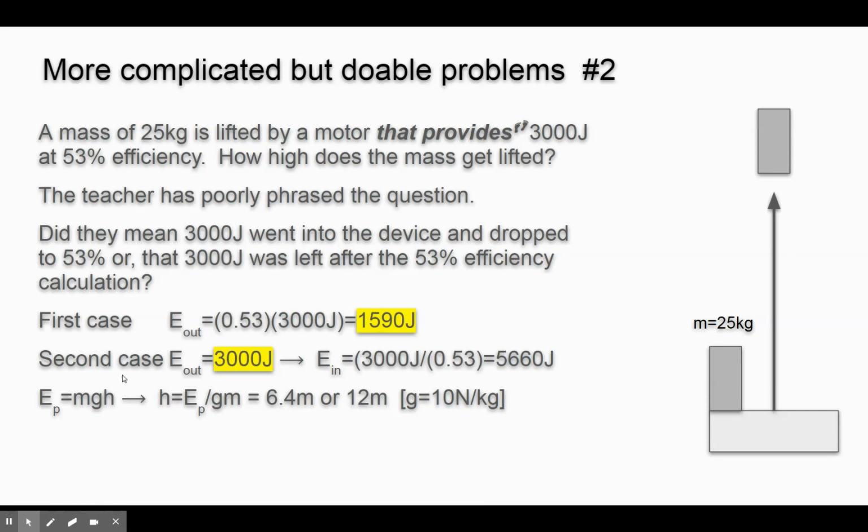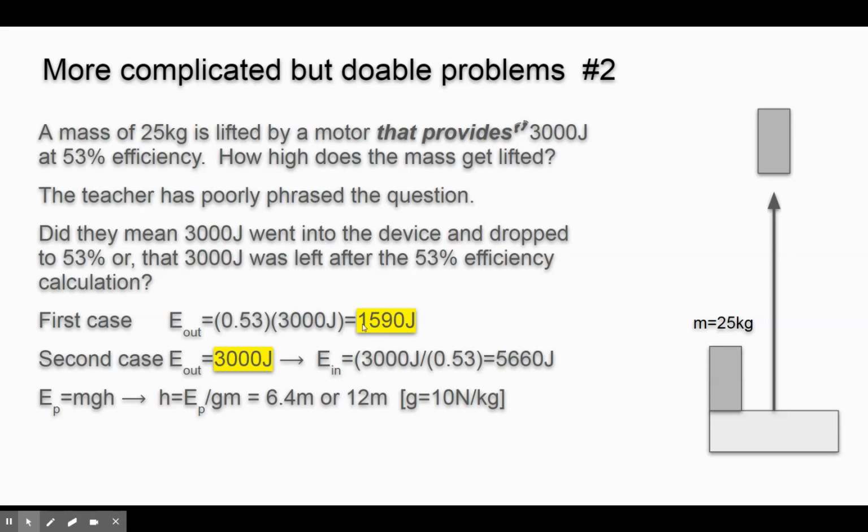In the first case, if we assume 3,000 joules came out at 53%, then only 1590 was left over to lift. In the second case, if we say, no, the 3,000 joules is actually what we saw go into the mass, then what went in was larger. So this is downgrading the energy, and this is increasing the energy to the original. So depending on which one is the energy left, 3,000 downgraded to 1590 or upgraded to 5660?